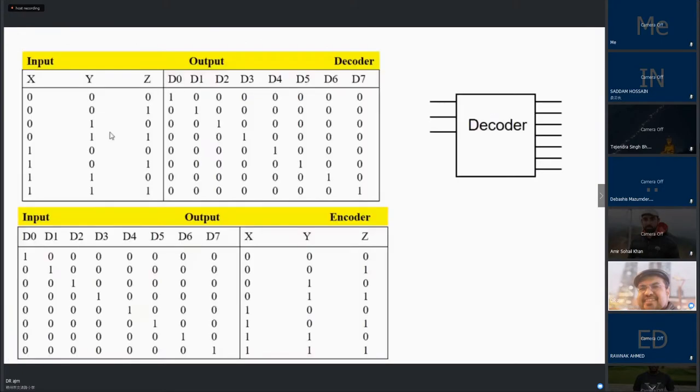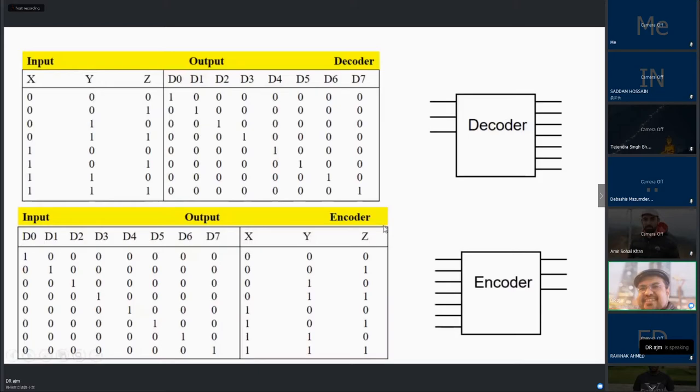Then we can have a truth table like this, which represents x, y, z as the inputs, and d0 to d7 as the outputs. And you will see that in any case, we just have one output for the decoder. On the other side, we have the encoder, which has more inputs and fewer outputs. And in any case, just one input is on, and we have the output representation from our sequence.